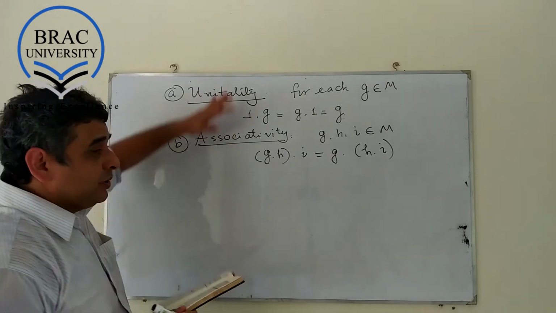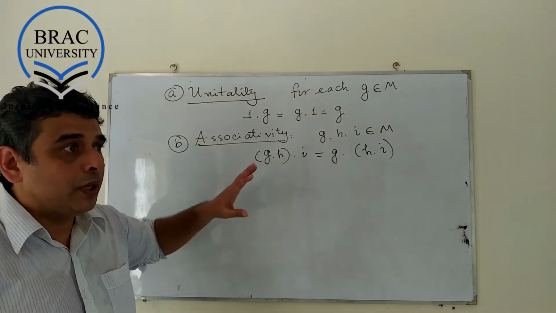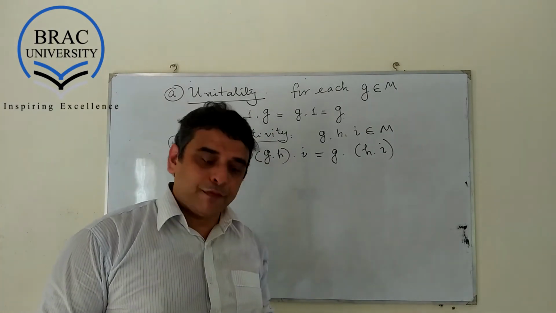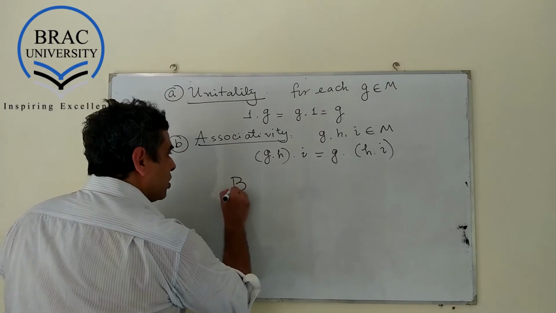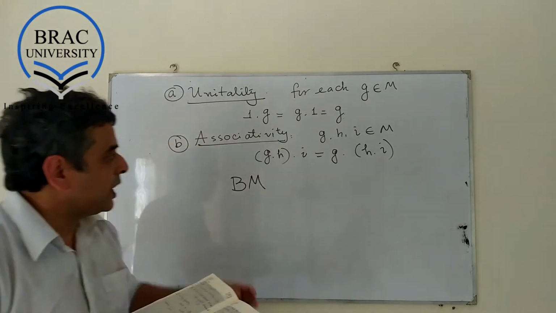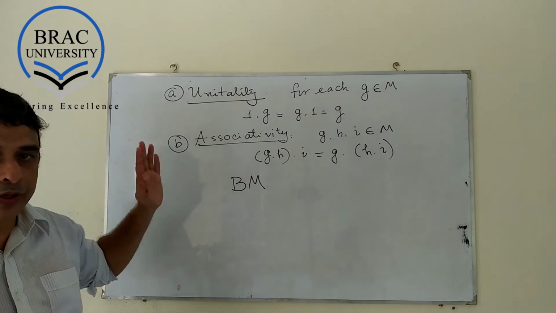So, given this structure, if we do the same construction of delooping the group on this set, we get the delooping of a monoid, resulting in a new category called BM. It is very easy to see how BM forms a category using the same construction of the delooping of a group.